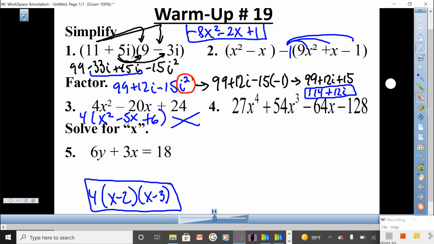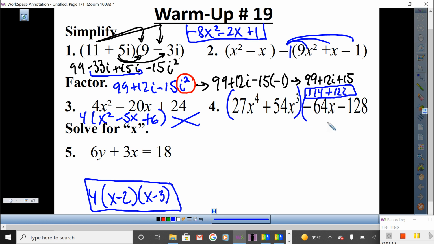Okay, here it goes. Next. How many terms? 4. Is there a GCF? No, so that means I group. The little plus sign right there. So what's GCF between these two? 27, and they have an x cubed. So we're left with x plus 2.